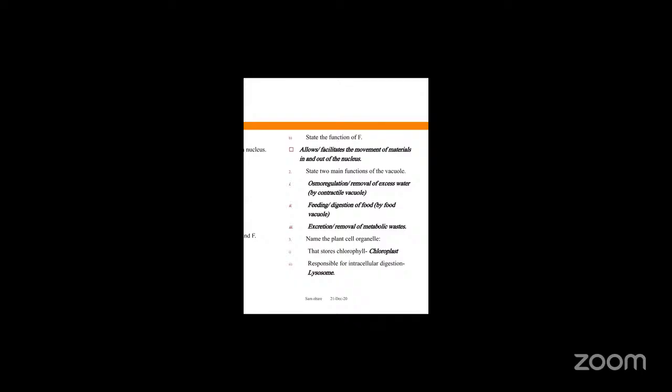Okay, so therefore it means the only plant cell organelle that contains chlorophyll is the chloroplast, because chloroplasts are the ones we said are the sites for photosynthesis. So the plant cell organelle that stores chlorophyll is the chloroplast, and the importance of chlorophyll is to carry out photosynthesis by trapping sunlight.